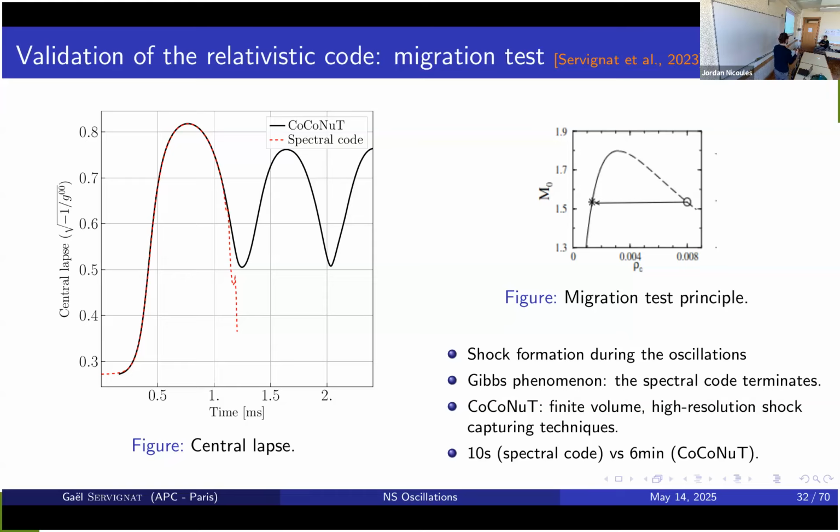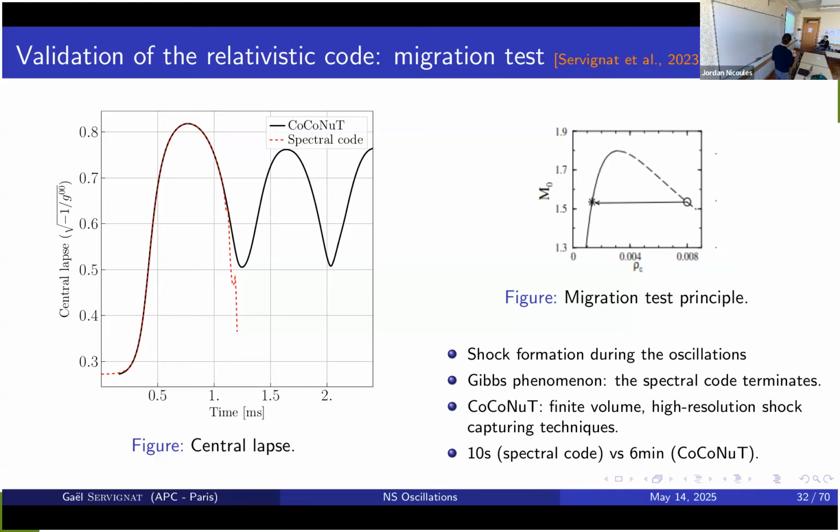One way to ensure that it collapses to a black hole, and this is going to be the next test, is to add a perturbation that makes it go above the maximum mass. In this case, it will always collapse to a black hole. But with one particular configuration that has been studied, the migration test was performed, and my code would also produce migration.